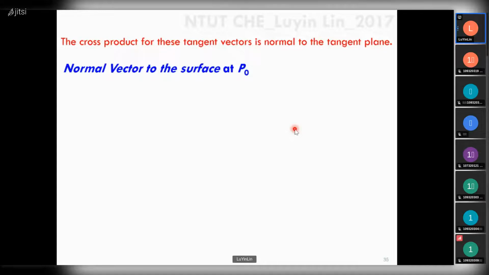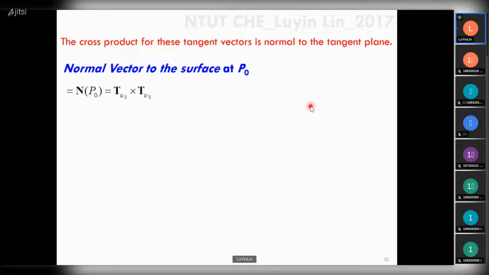The cross product of these tangent vectors is normal to the tangent plane, 切平面. So we are trying to find the normal vector to the tangent plane at P0. P0 is important. You have to give me one point, then I can give you a normal vector.